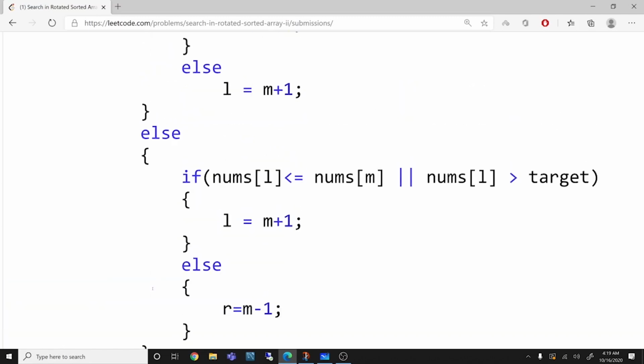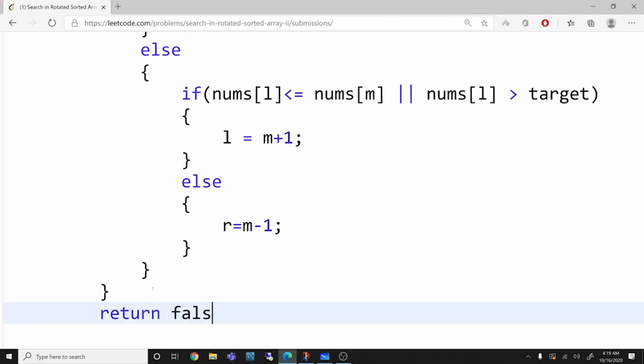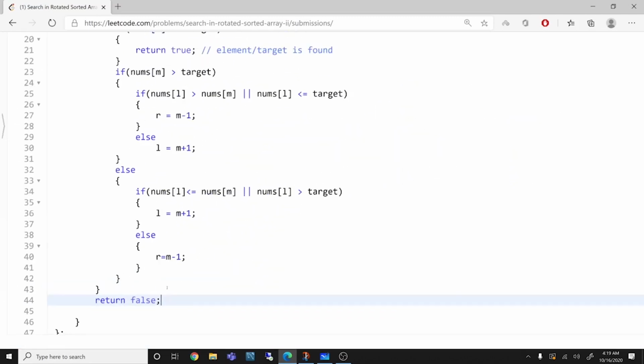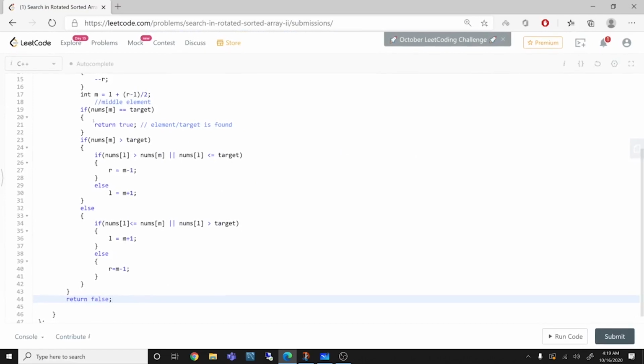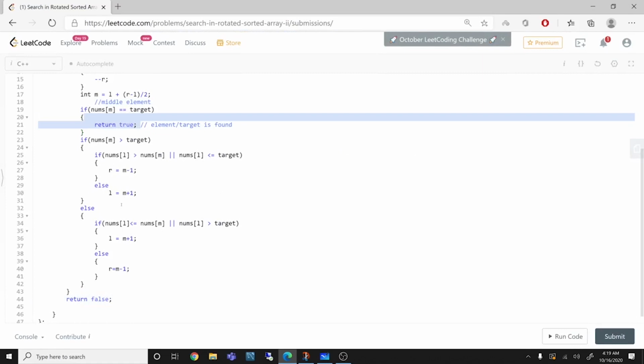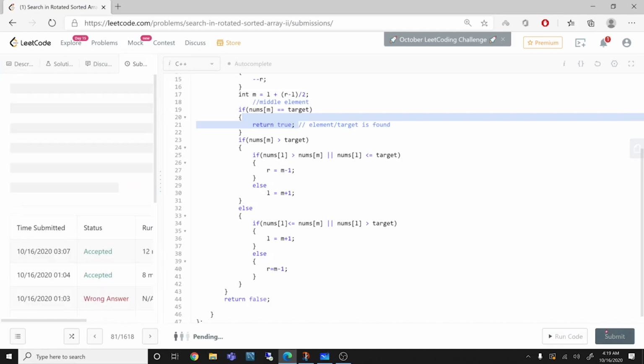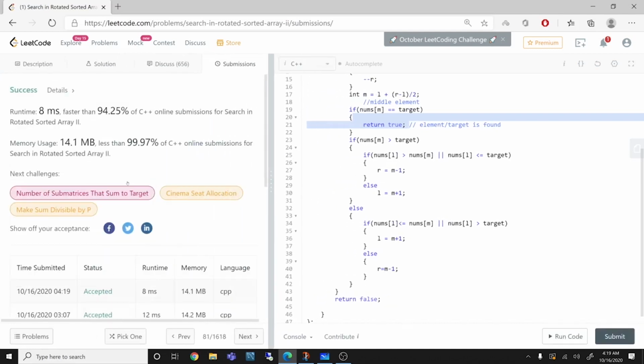And at the end of my while loop, I will return false. So when will I return false? If never ever have I returned true, I will return false. That means my element was never found. So this element does not exist. Hence, I return false. Now let's try submitting it. So yes, you can see it does get submitted and it is faster than 94% of solutions and uses less memory than 99.97% of other solutions.